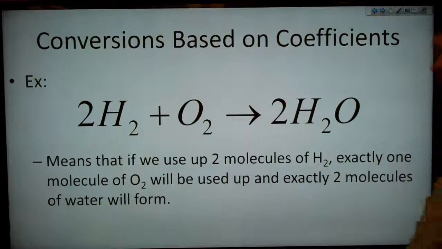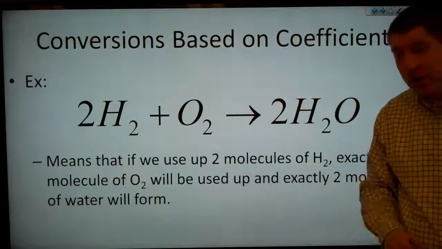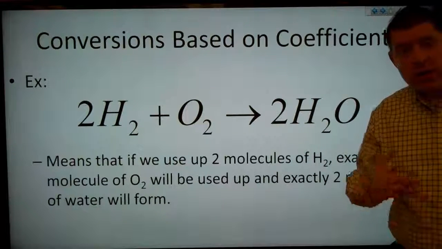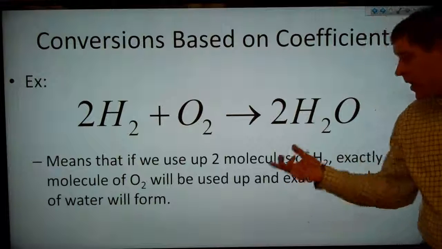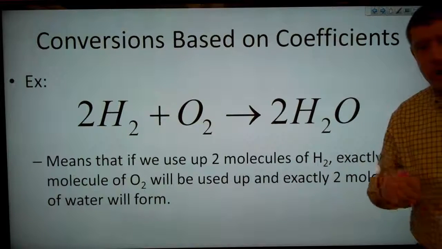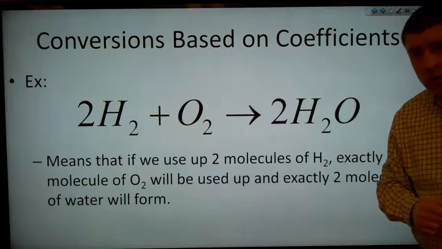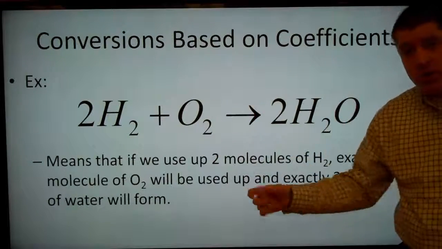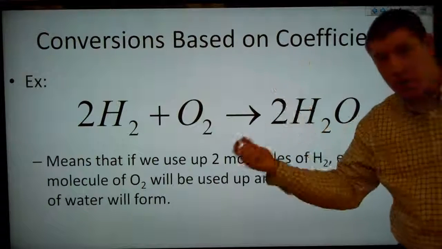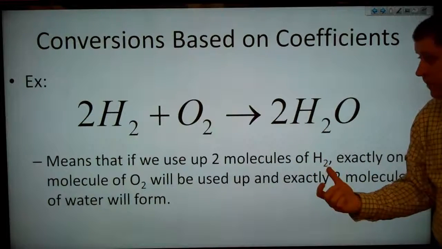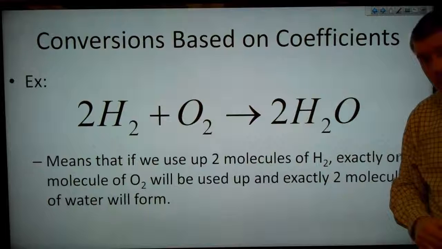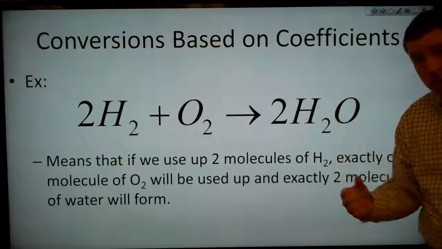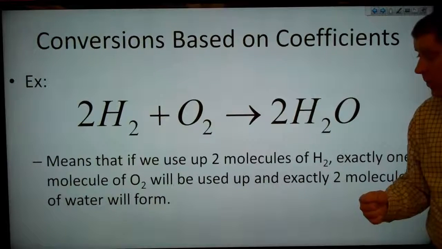We don't have 2 molecules of hydrogen using up 1.10 molecules of oxygen and producing 1.99 molecules of water. We have to get discrete numbers, so it has to be either 1 molecule of oxygen, or 2 molecules of oxygen, or 3 molecules of oxygen, and so on. And likewise for our products. We have to have discrete numbers of reactant molecules and product molecules involved in the chemical reaction.